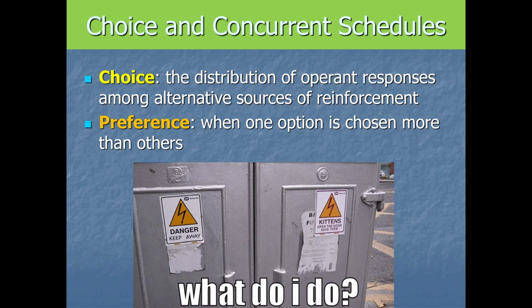Like, if you're at a casino and can choose between two slot machines, one of which is paying off a lot and one of which is barely ever paying off, you'll eventually develop a preference for the one that pays off a lot. And your operant responses, your behavior, will be distributed heavily on that machine and less on the other.